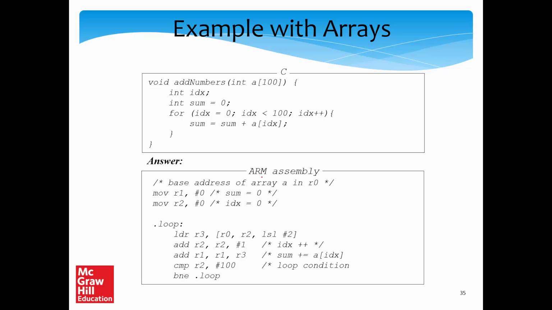In ARM assembly, the first task is to map the variables to registers. In this case, sum is equal to 0, which means that the sum variable is mapped to register R1, and register R1 is set to 0. This is also the starting point in the C program, and we set our index equal to 0 and map index to register R2.